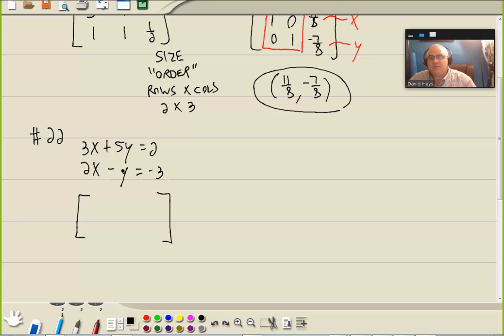Now all the x's and y's over here, specifically you want the x's in the same column and the y's in the same column, which they are. So I'll drop the x's, the y's, and the equals and keep the numbers in their signs. Now this is another 2 by 3, rows by columns. So let's go input it in.